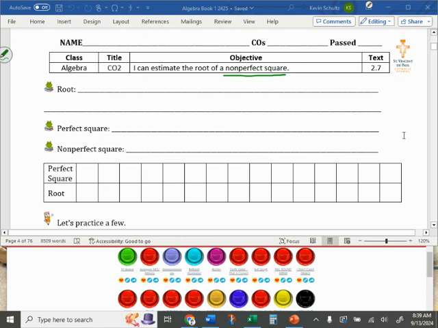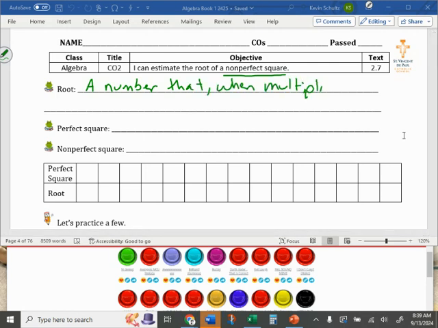Are we all good now? Okay, good. So our goal today is to be estimating the roots of non-perfect squares. And the definition of a root is a number that, when multiplied by itself, gives you the original value.